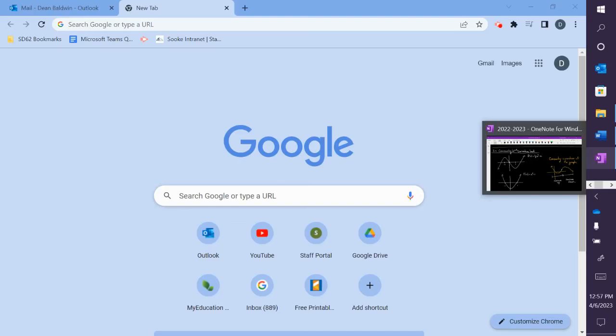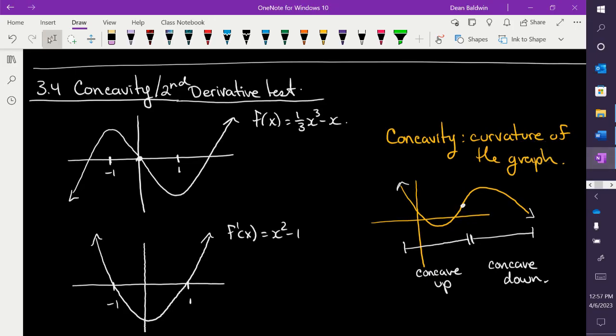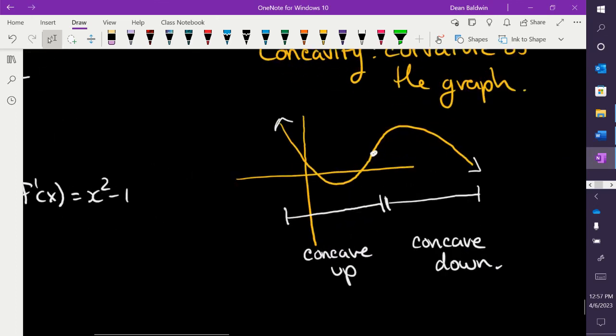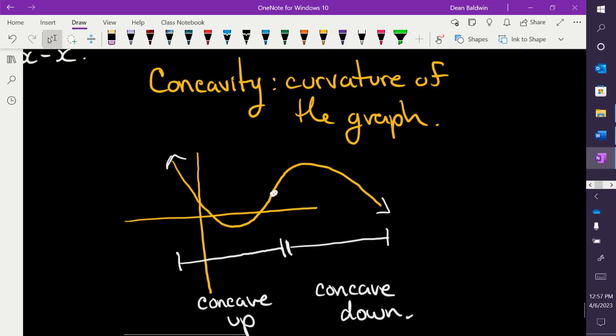Okay, we're looking at concavity today, which is the curvature of the graph. So if you look at the yellow graph here, this bit, can we see that if you look at how the graph is curving, this is concave up. It's sort of facing up, right?